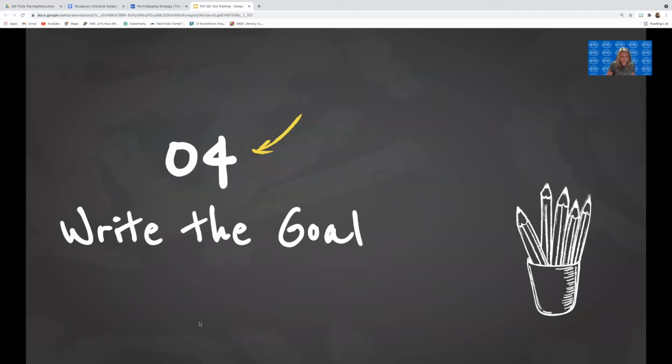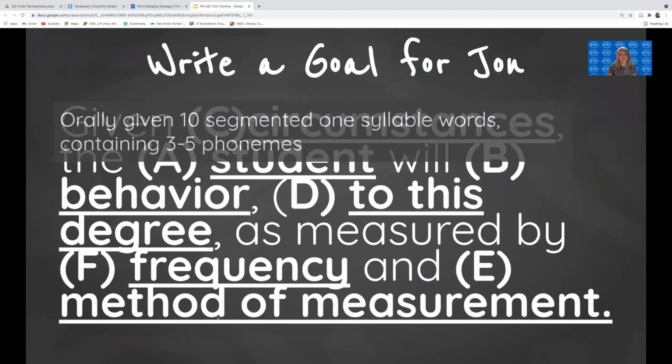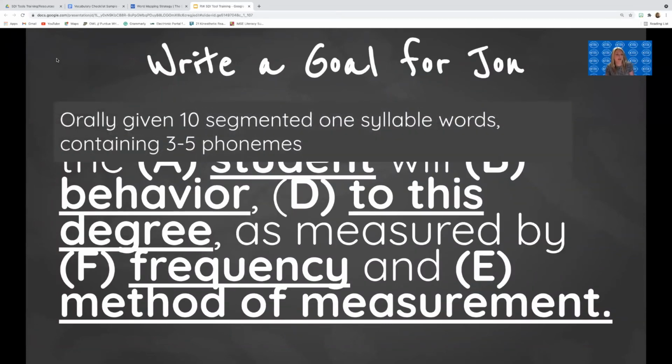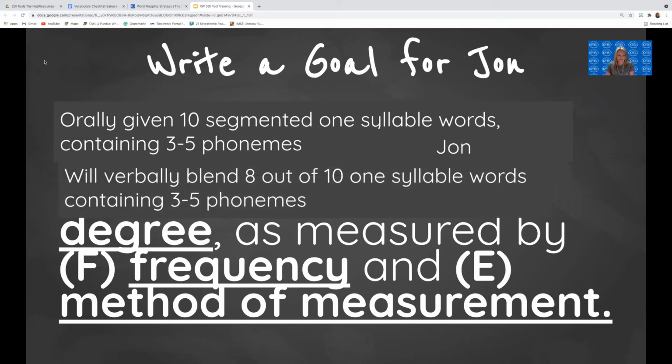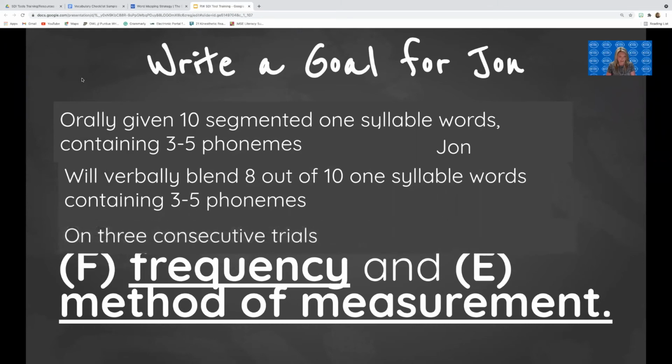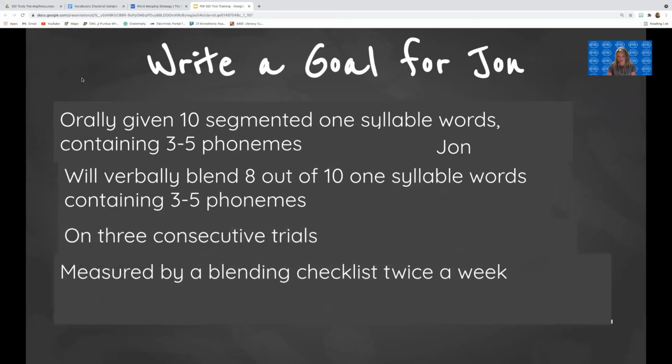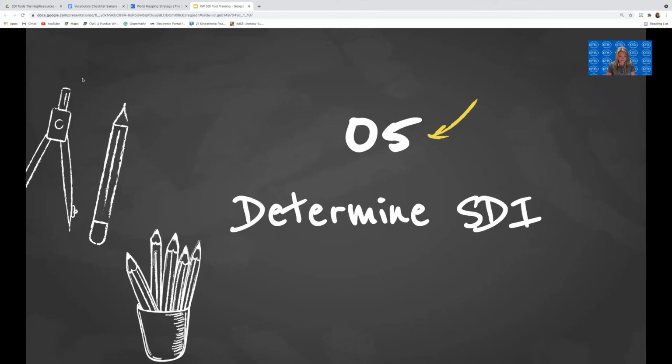Okay, now we're ready to write the goal. So here we go. Orally given... well, I'm not going to read it. You guys can read the sections. When we write the goal, we always want to make sure it has all the components that make it compliant: A, B, C, D, E, and F. You have your audience, what he's going to do, and 3 consecutive trials. That's how we're going to measure it, and how often.